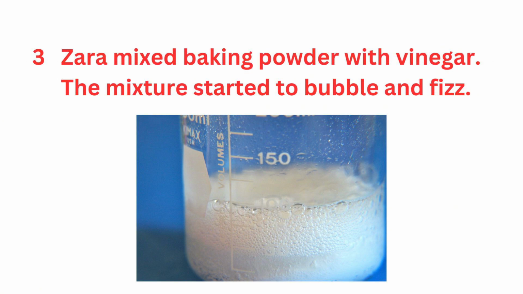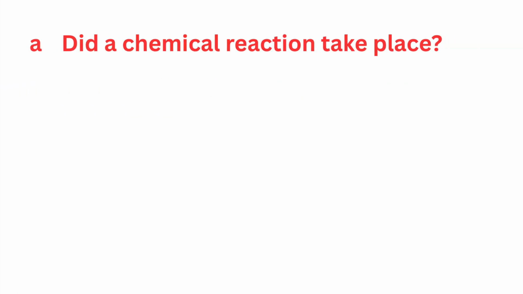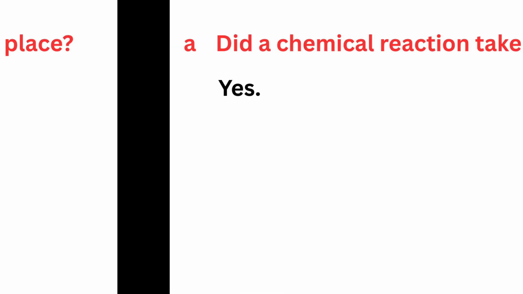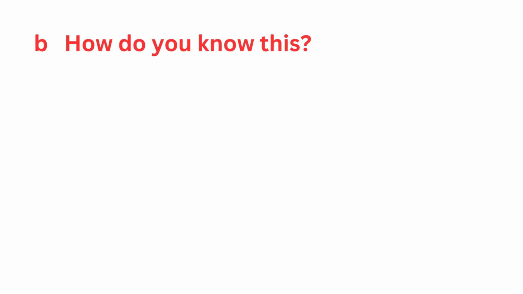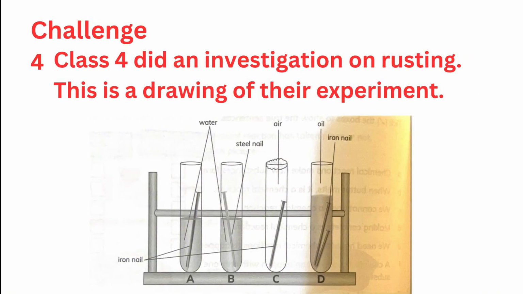Question number 3. Sarah mixed baking powder with vinegar. The mixture started to bubble and fizz. Question A. Did a chemical reaction take place? Yes. Question B. How do you know this? A new substance formed.